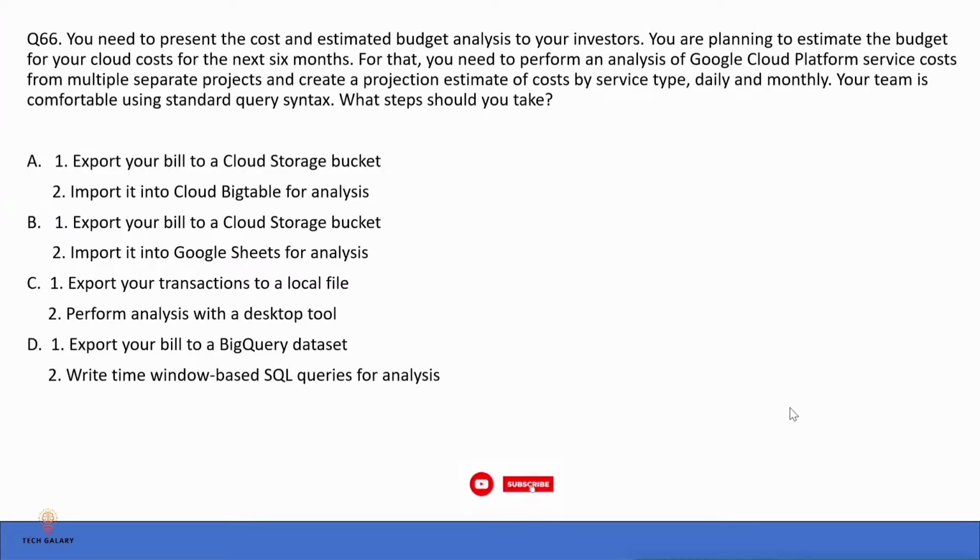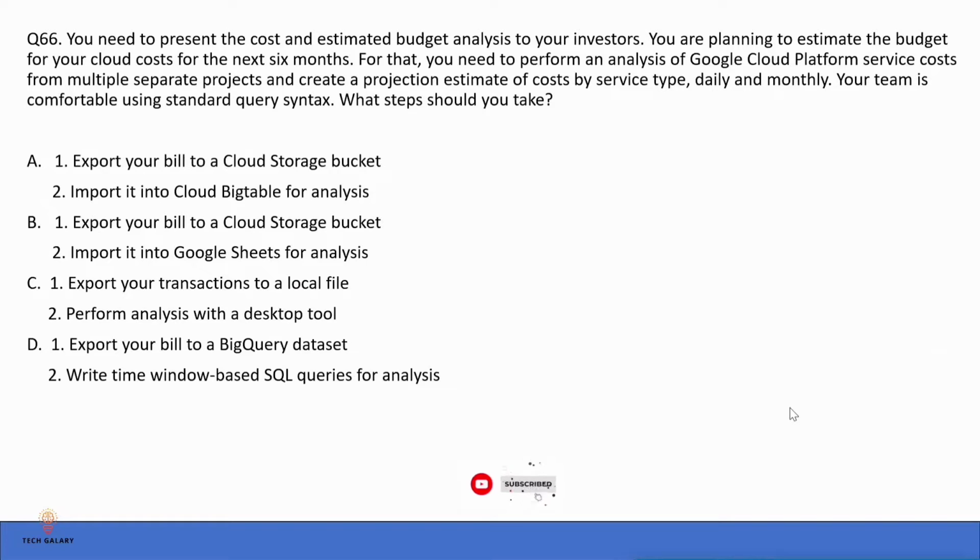Option B, export your bill to a cloud storage bucket, import it into Google Sheets for analysis. Using Google Sheets, we can perform the basic analysis of billing reports and predict the spending, but it is not the efficient way. So, option B is not correct. Option C, export your transactions to a local file, perform analysis with a desktop tool. Even this is not the efficient way.